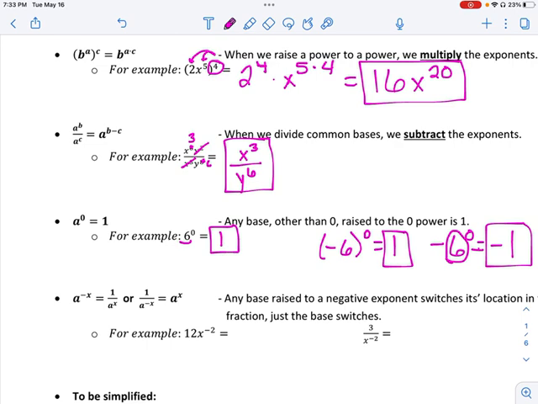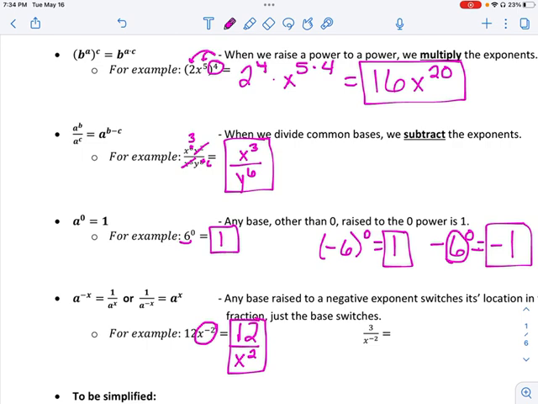So if I have a negative exponent on a base in the numerator, it switches that base to the denominator and becomes a positive exponent. So in this first example, what is my base? The base would be the x. The 12 does not have an exponent on it, so it is literally just going to stay a 12 in the numerator. But x to the negative 2 is going to go to the denominator and become x squared.